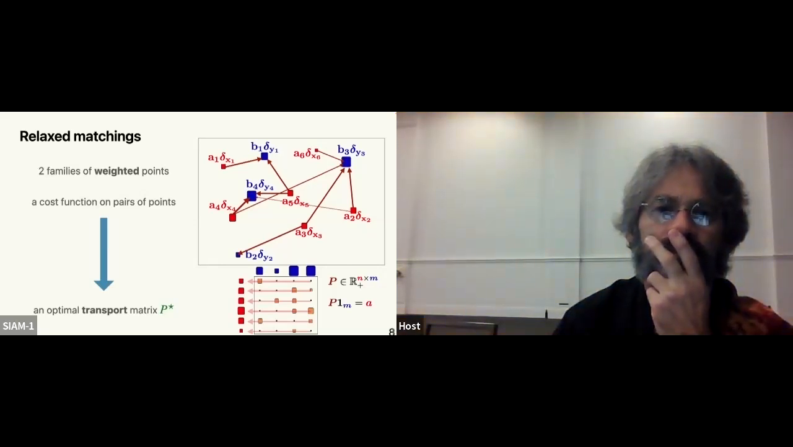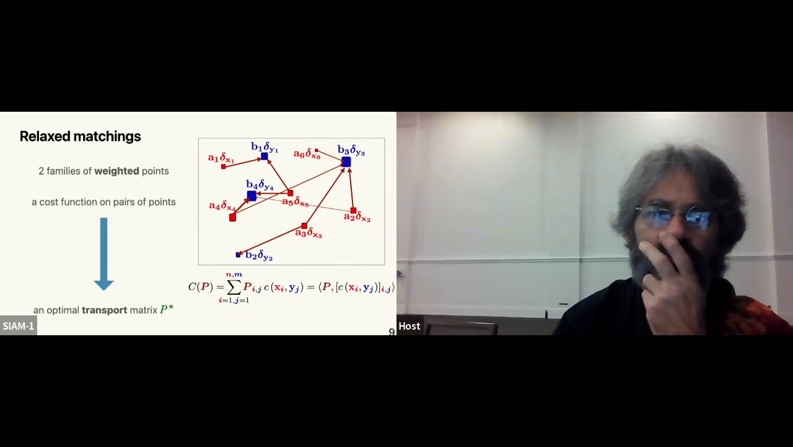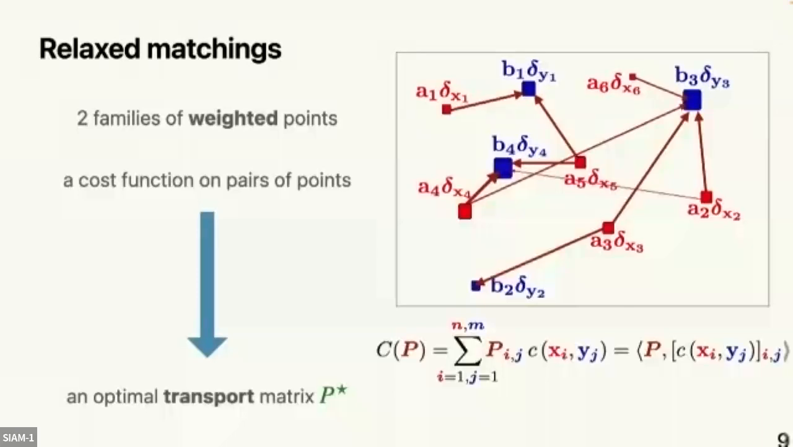So the row sums of the matrix have to sum up to A, and the column sums need to sum up to B. Now, once this is done, we have just extended this permutation setup by saying that the cost of such an allocation is going to be equal to the sum of the entries of this matrix P.